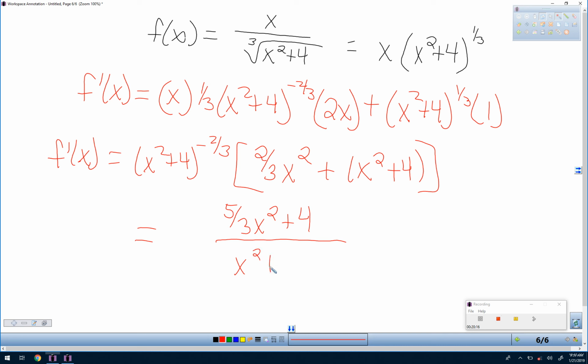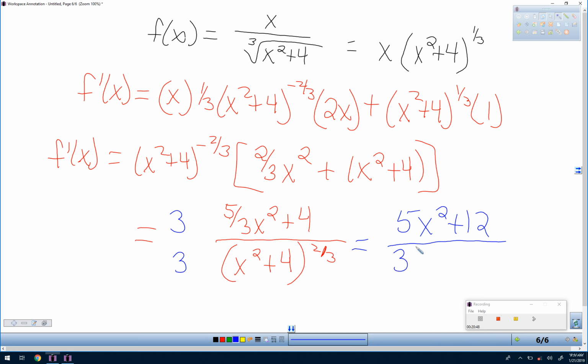just x squared plus 4 to the 2/3, which is a great answer, but if I wanted to clean this up even more, so that there's not 5/3 in the numerator, I could just multiply the numerator and the denominator both by 3. So let me show you what I mean by that. Multiply the top and the bottom by 3, and that would give me simply 5x squared plus 12 over 3 times x squared plus 4 to the 2/3. And that would be my answer for that problem.